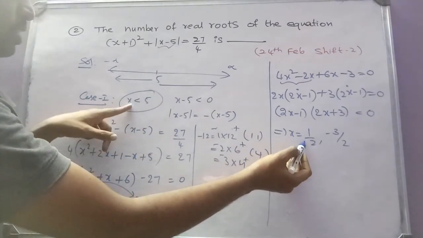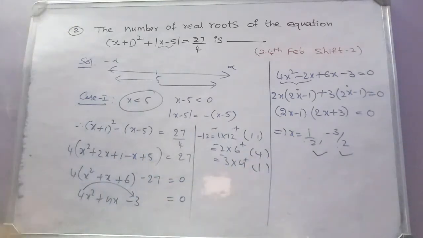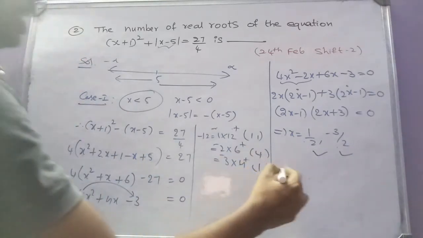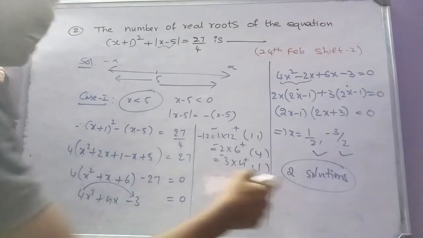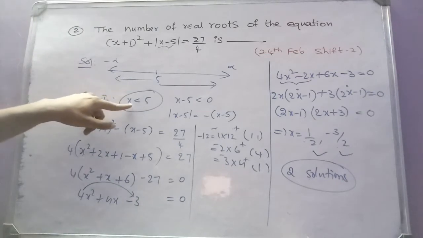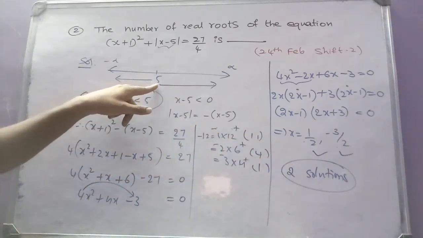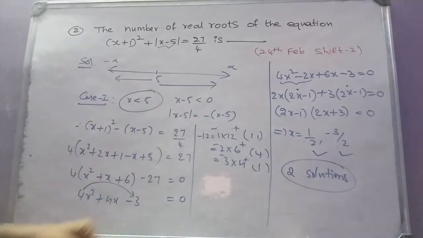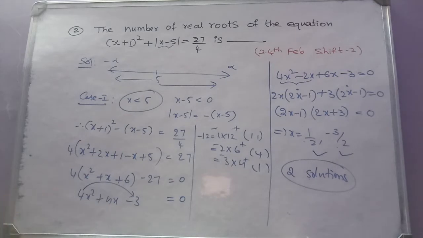Certainly 1 by 2 is less than 5 and minus 3 by 2 is also less than 5. Both the solutions are accepted. So from case 1 I am getting two solutions. From case 1 only. This is not the final answer. From case 1, when x is less than 5, I am getting two solutions. Now in case 2, we have to go with x greater than or equal to 5. So let us go to case 2, and remember that I have got two solutions from case 1. Okay, now we'll go to case 2.